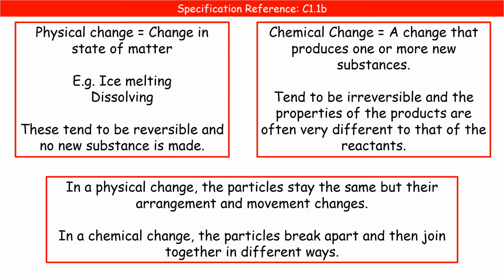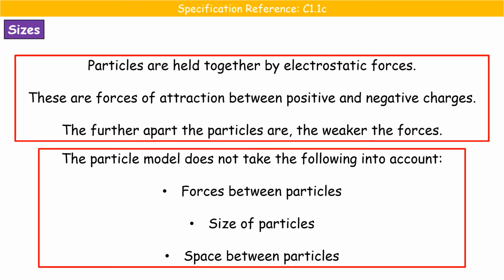Chemical changes though, these are going to produce one or more new substances through a chemical reaction. And because of that, they tend to be irreversible, so we can't get our reactants back afterwards. And the properties of our products are quite often very different to those of the original reactants. Do remember, as far as a physical change goes, the particles don't change, they stay the same because there's no reaction. We would have the same particles. The only thing that's changing is the arrangement and the movement. Chemical change, that isn't true. Literally, the way the particles are arranged is changing. So they're breaking apart from one another and then rejoining in a new way.